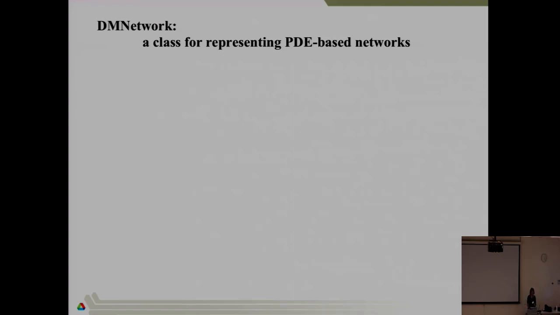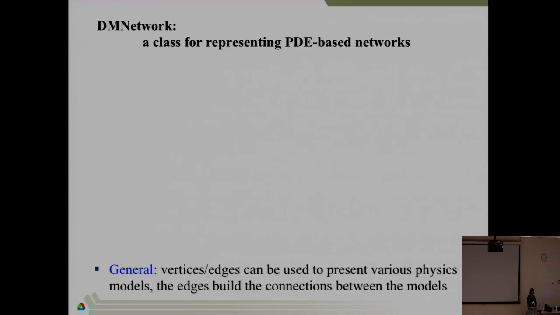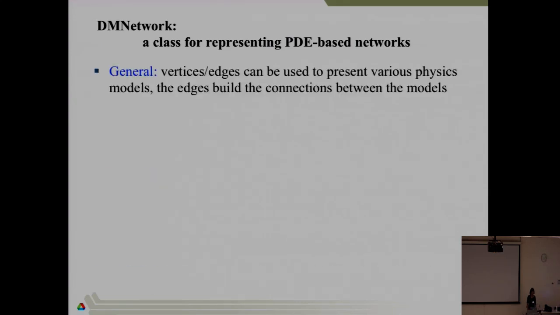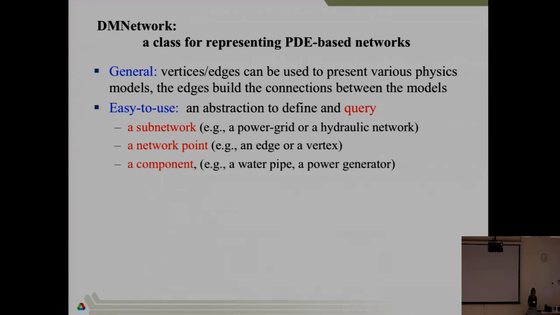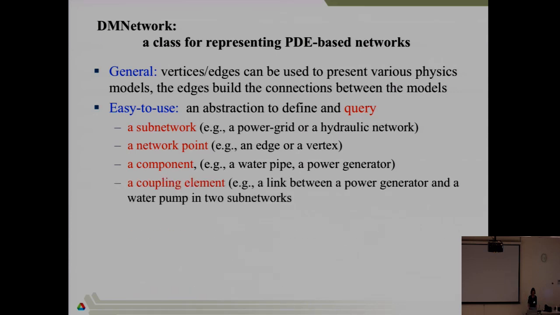So DMNetwork is a class for representing PDE-based networks. And it's very general and also flexible, right? General means the vertices and the edges can be used to represent any kind of physics, and also the connectivity of those physics. It's easy to use, and through the query utility functions, you can query a subnetwork, you can query a network point, and also you can query a component, for example, a branch node, as I did in that example, or a coupling element.